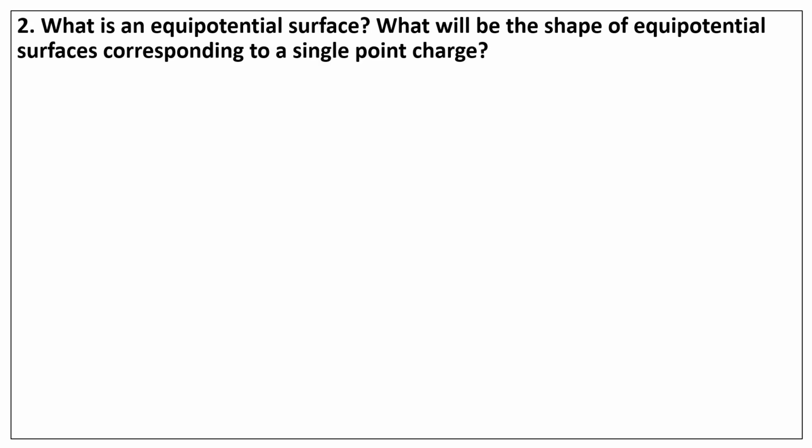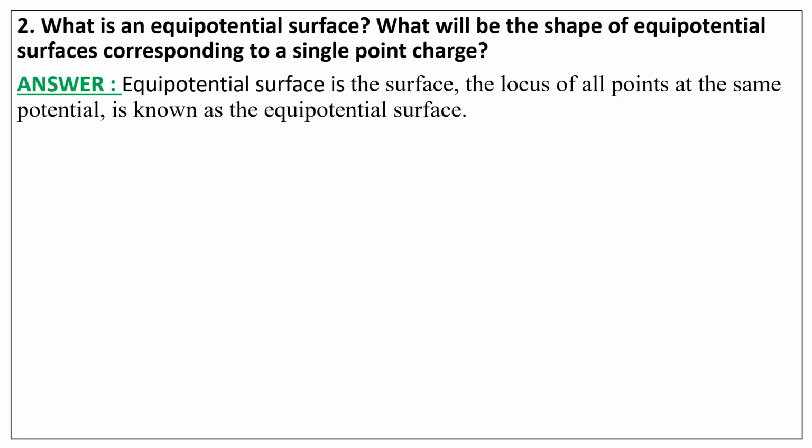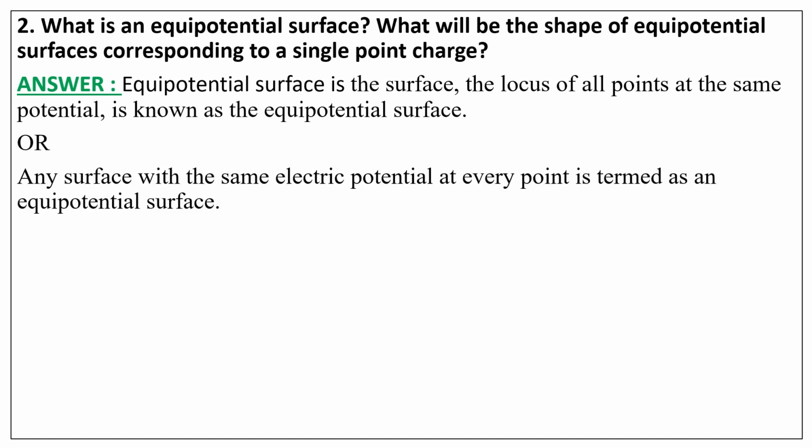2. What is an equipotential surface? What will be the shape of equipotential surfaces corresponding to a single point charge? Answer. The locus of all points at the same potential is known as an equipotential surface. Or, any surface with the same electric potential at every point is termed as an equipotential surface.